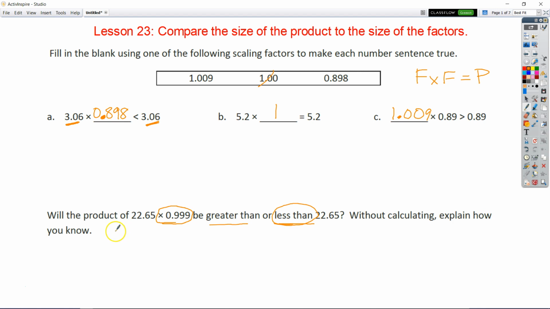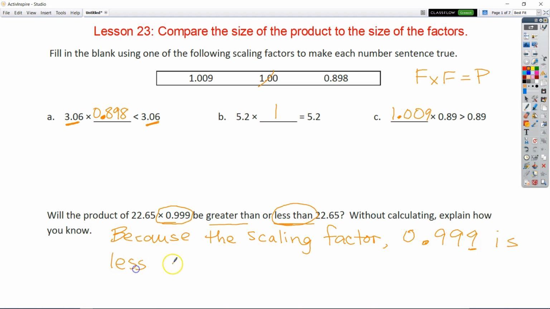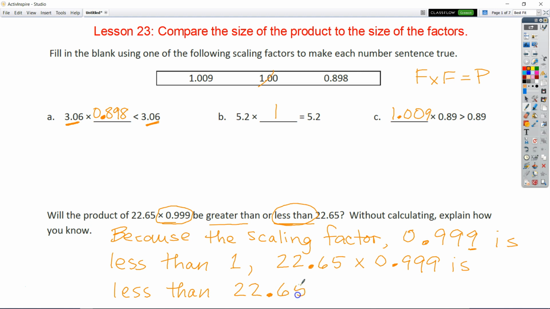And we can say that because the scaling factor, 999 thousandths, that's in the thousands place, is less than 1, 22 and 65 hundredths times 999 thousandths is less than my first factor, which was 22 and 65 hundredths.